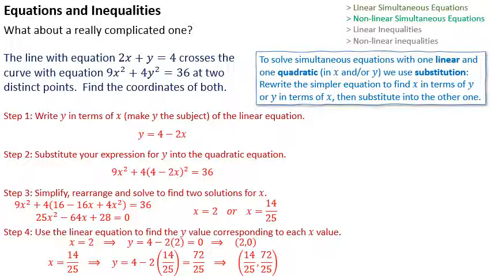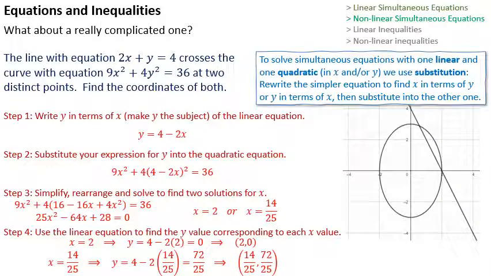And each of those solutions corresponds to a y value, which we can get just by looking back at what we had in step 1, y equals 4 minus 2x. That's the simplest way to get the correct corresponding y value. Once you've got those, we can look at the graphical representation of this particular problem.